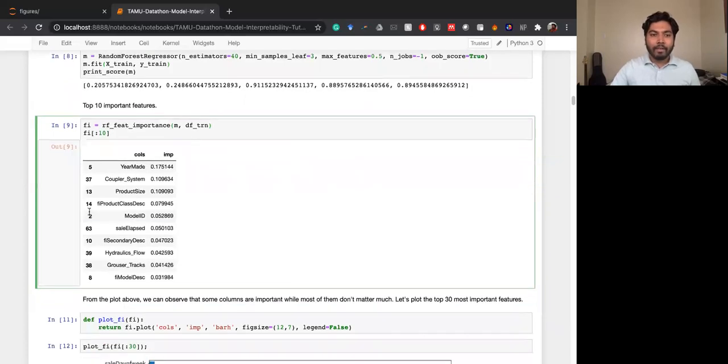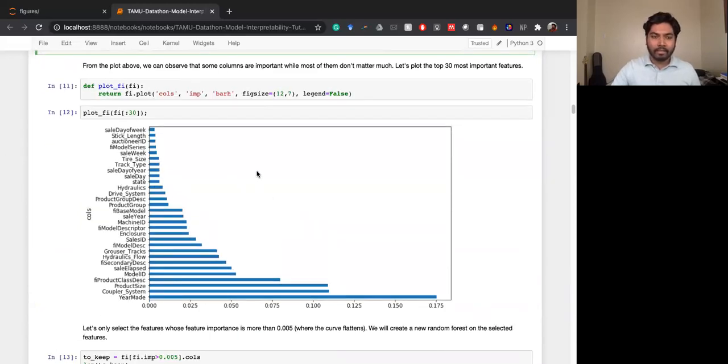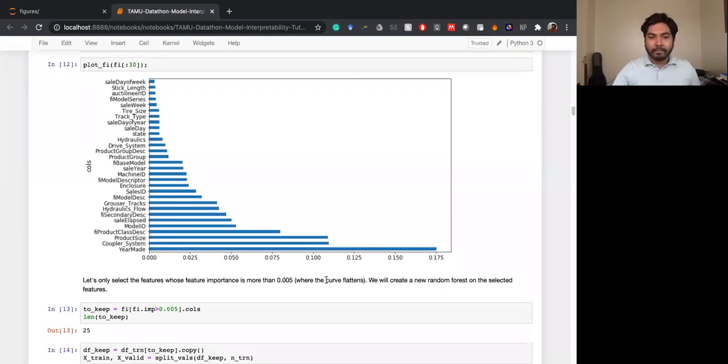Now if you look at the feature importance of our features, let's get straight to the plot here. You can see that the feature year made, which basically says the year in which the equipment was made, is the most impactful feature. There are some other features as well, like coupler system and product size, which we'll analyze later.